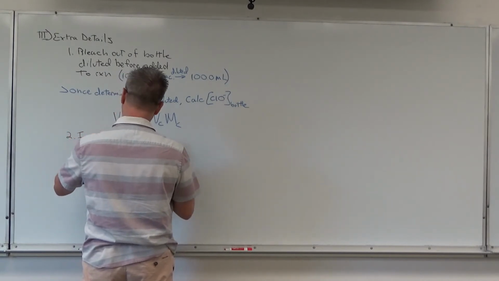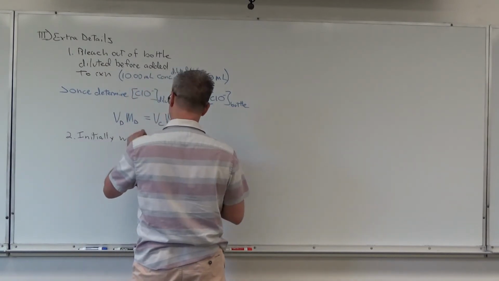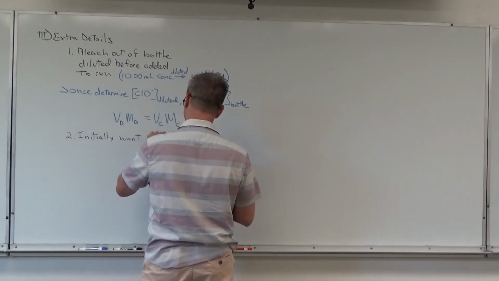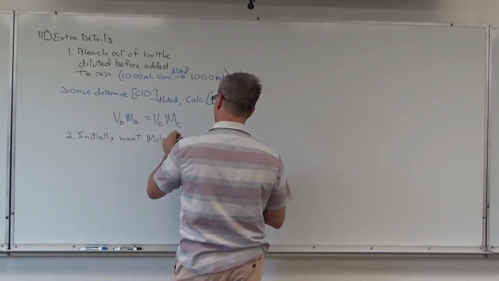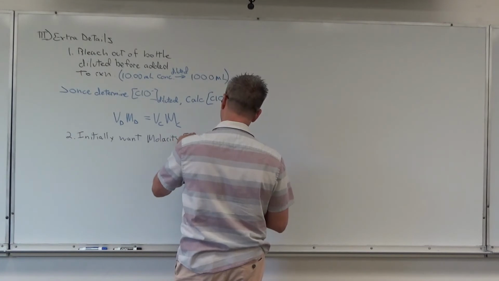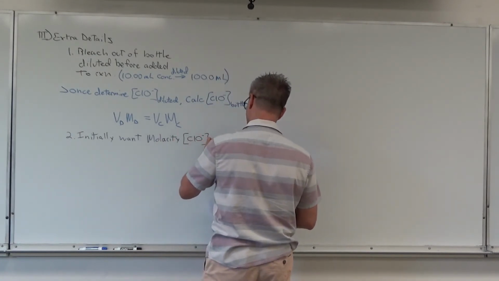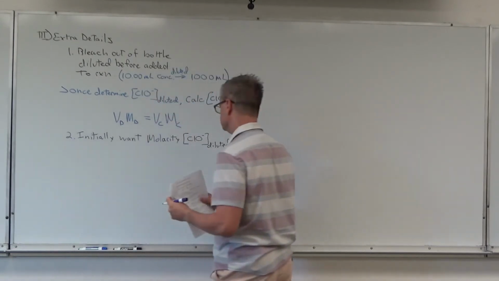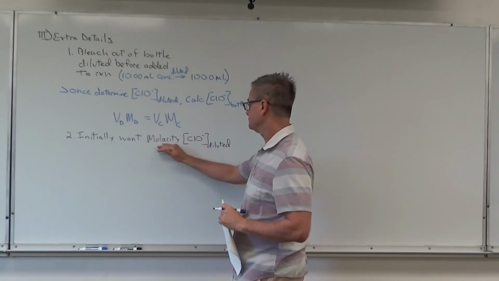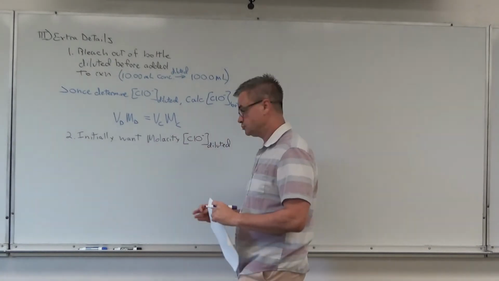Initially, we want the molarity of hypochlorite diluted. That's our initial goal before we do all this stuff. Okay. Molarity: moles of solute, moles of hypochlorite, over liters of solution.